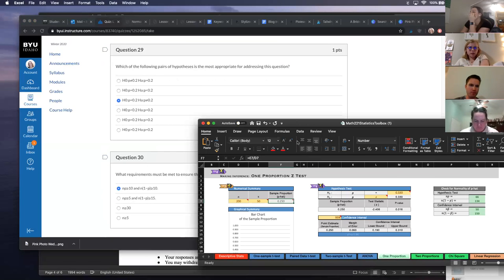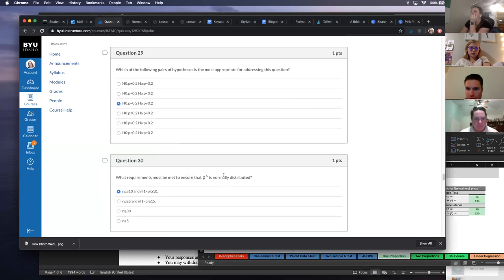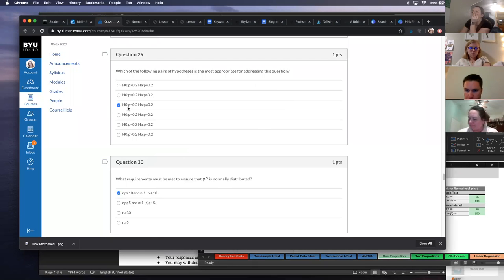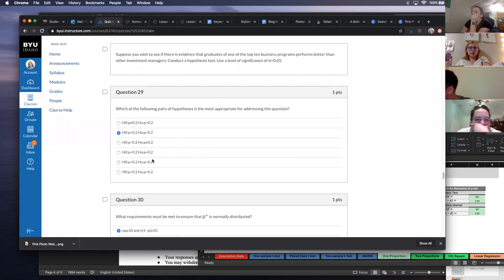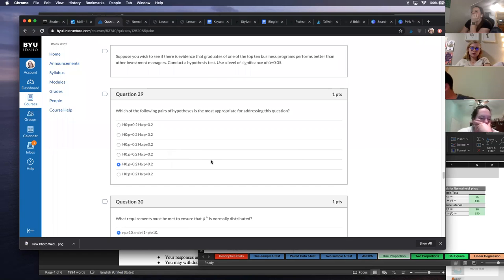I think I got a different one for 29. Which one did you get? I'm just guessing. Isn't it saying that for the alternative, P is greater than 0.2? Is it saying performs better than the other? Yes, better than, you're right. So did you get this one? Yeah, that's what I thought.